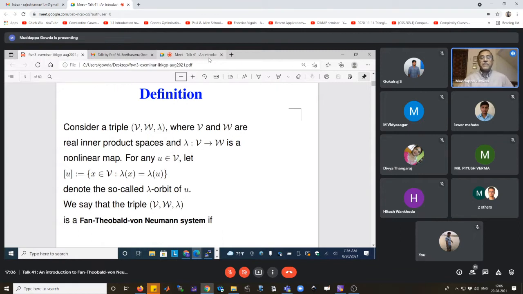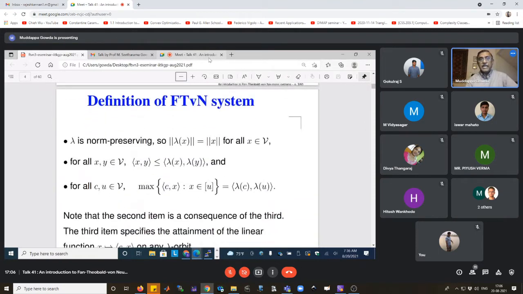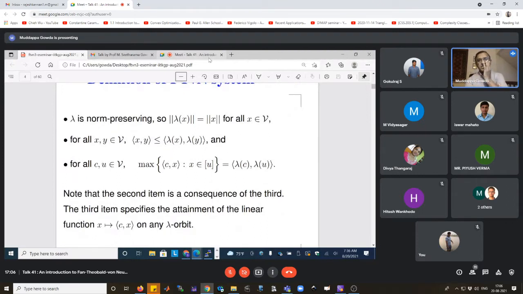Then one says that the triple V, W, lambda is a Fan-Theobald-von Neumann system if the following 3 conditions hold. Lambda is norm-preserving. So it simply means that the norm of lambda x computed in W is the same as the norm of x computed in V. And this should be true for all x in V. For every x, y in V, the inner product between x and y is less than or equal to the inner product between the corresponding lambda x and lambda y. Notice that the first inner product is computed in V, the second inner product is computed in W.